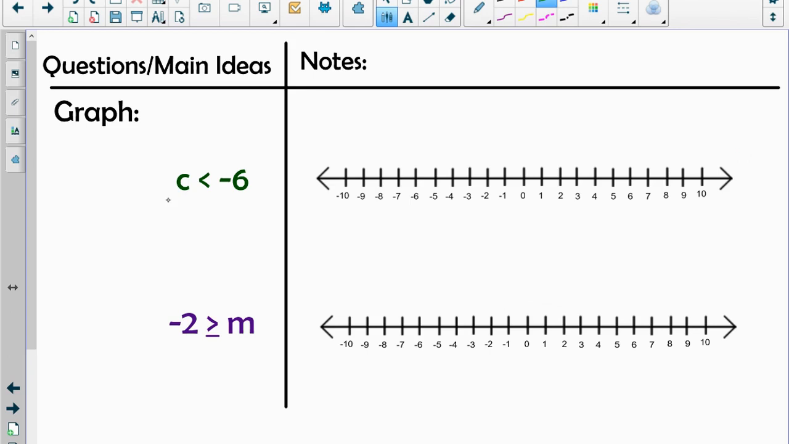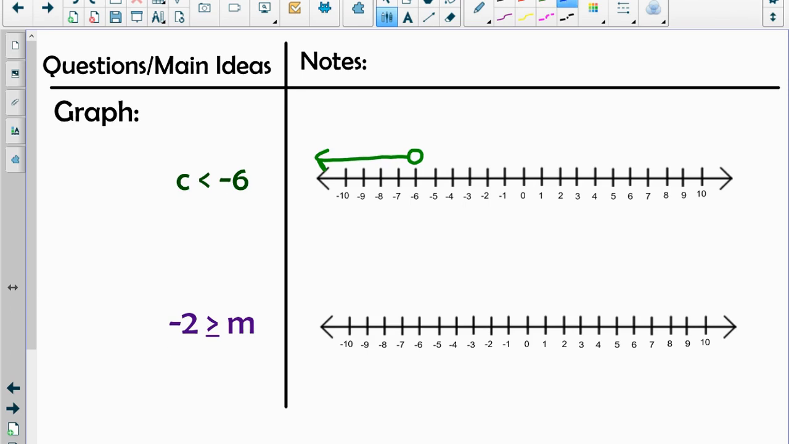Here's just a few more. c is less than -6. -6 is my target value. Then I have to decide, is it an open or a closed circle? Because I have a strict inequality, in other words, it's not equal to -6. Remember, if it was equal, you'd have that little bar underneath. But that's not there. So we leave it as an open circle to show that -6 is a boundary, but it's not actually a solution. And then we want to show where are all of the values for c? Where are all of the numbers that are less than -6? And that's going to be to the left.